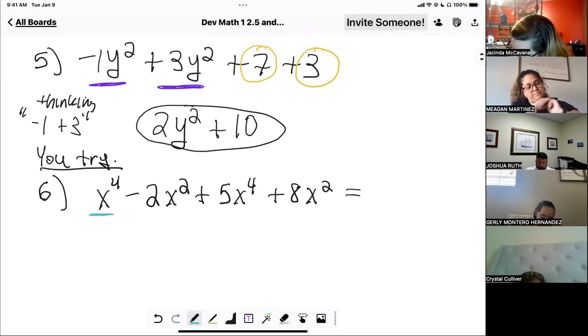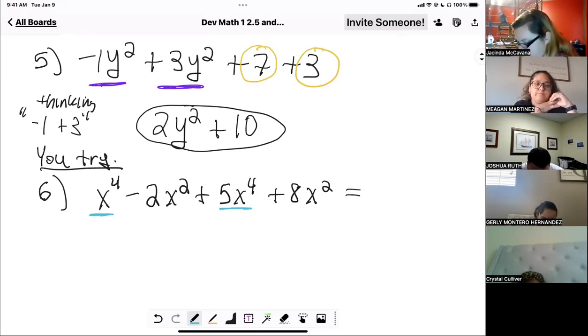Okay, let's see how you do. So I'm going to concentrate on the fourths. I have two terms that have a fourth power, x to the fourth. And I know that x to the fourth without a number in front is really a 1 implied. So if I have one x to the fourth and I'm adding 5 more, that means I have 6x to the fourth.